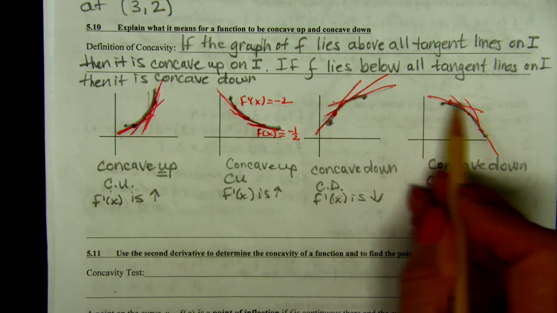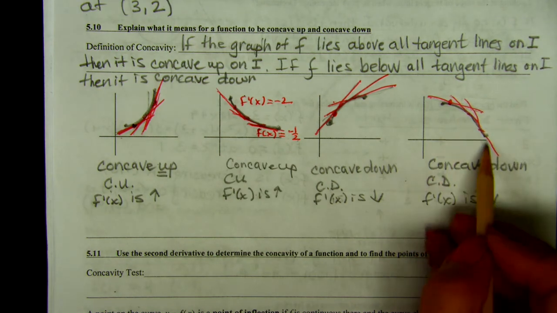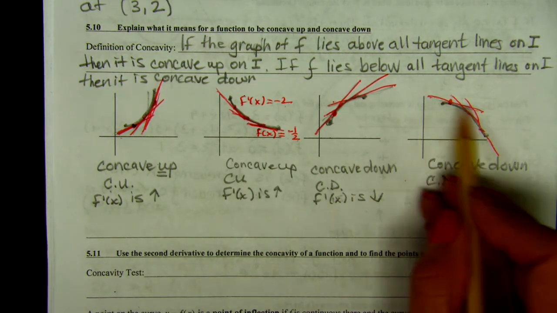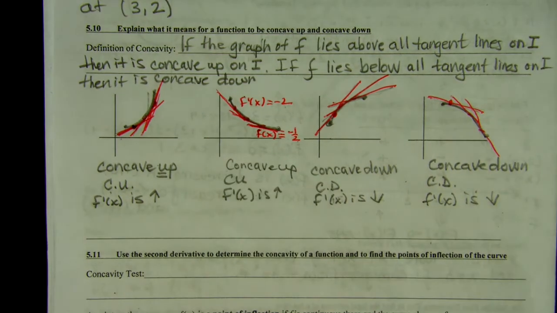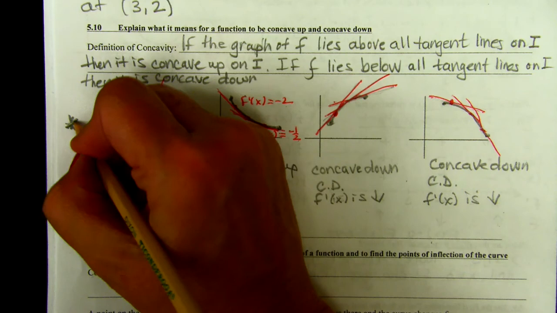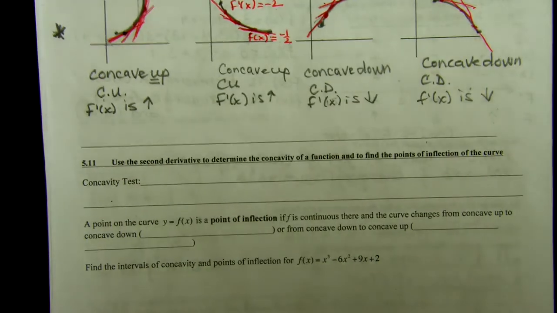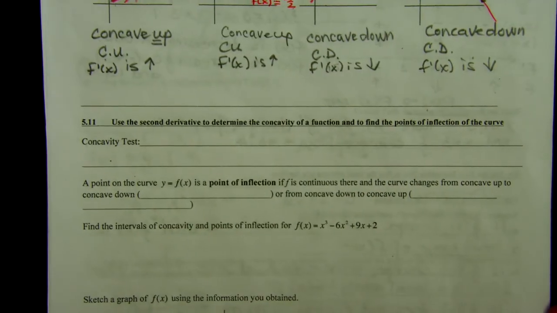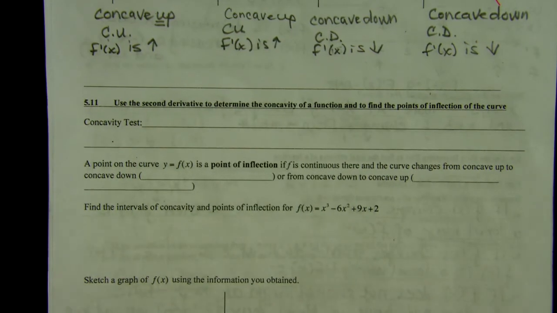Up here, that slope might be -1/2. Here it might be -1. Here it might be -2. -1/2 is bigger than -2, and so therefore the derivative is decreasing. All right, so please make a note of that if we need to talk about that concept again tomorrow. All right, so we're going to use the second derivative to determine the concavity of a function and find the points of inflection of a curve.